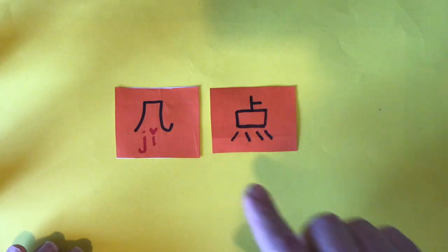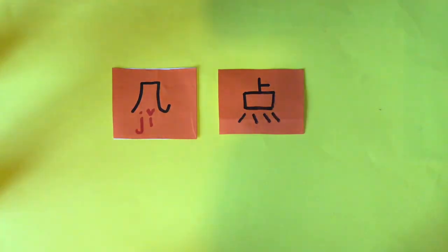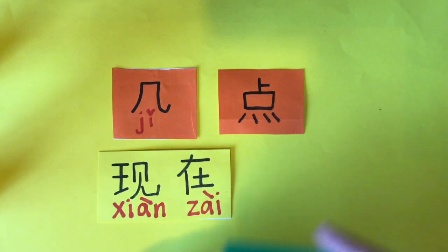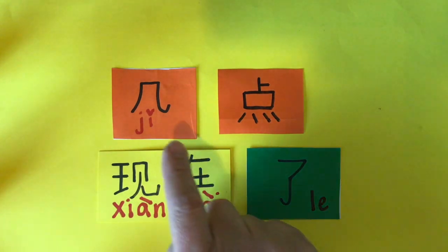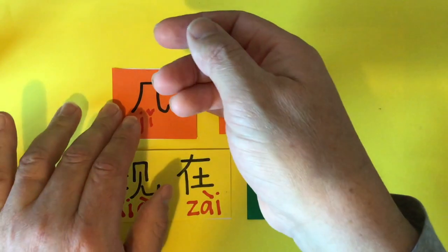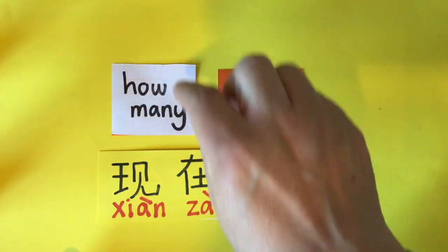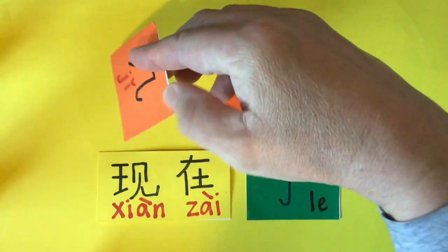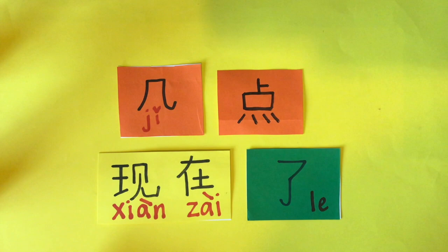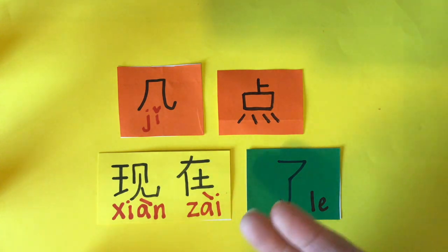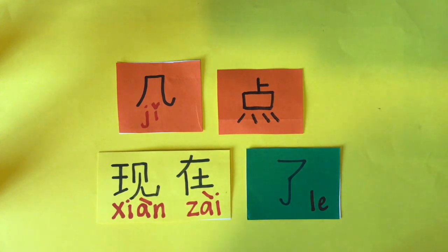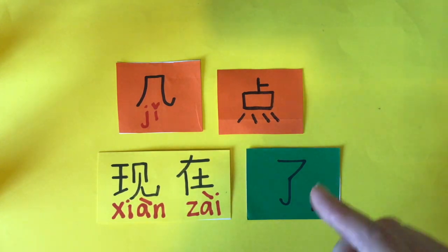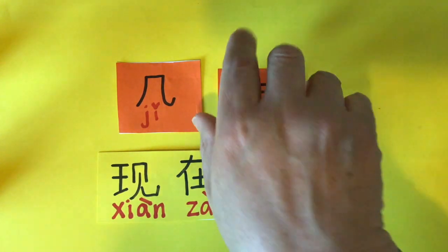Now, onto our new words. We've got these two characters here, and this one, and I've written the pinyin on some of them. So we have Ji, which is how many. Ji is a question word and is used when you're asking how many hours it is. So it definitely is for asking the time, and also when you're asking for how many of something there are.